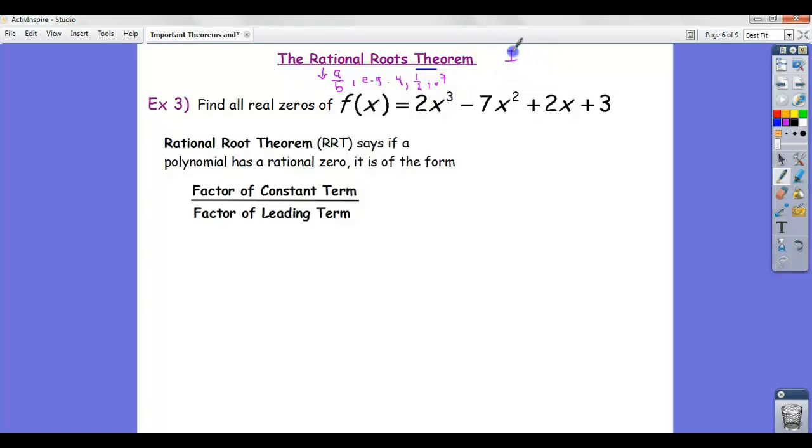Irrational numbers are numbers like √2 and pi. So we're talking just about these guys. It's called the rational roots theorem for that reason. Those are the type of zeros you can find. The other thing is the factor of the constant term. Well, the constant term is always this one at the end. That's the constant term. And that 2 is the leading term.